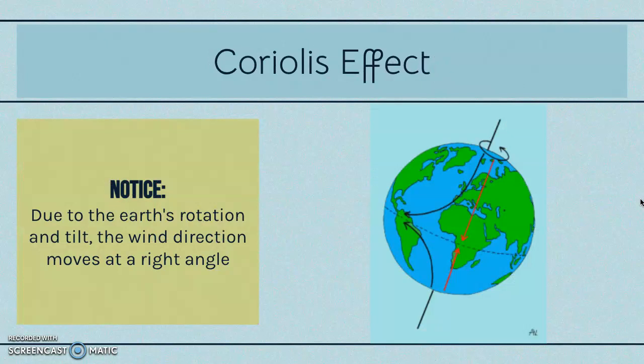And then understanding the Coriolis effect, we had to know that our Earth is tilted at a 15-degree angle. So it's not rotating straight on, the very bottom of the Earth, if you think of it as a ball. Because of this 15-degree tilt, that makes the wind move in a right angle.